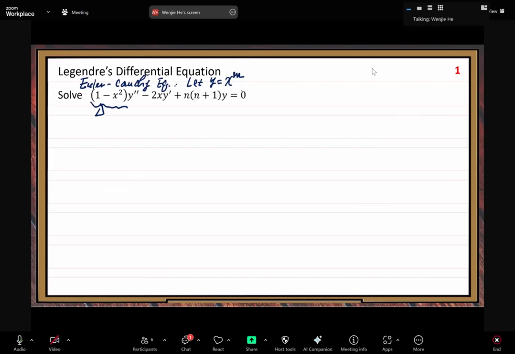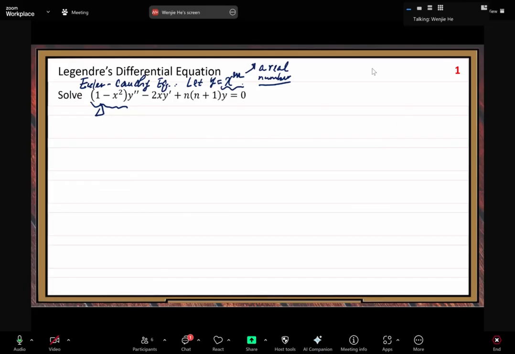This m is a real number, not necessarily an integer. Actually, in general, it's not an integer. Only in a very special case could it be an integer. That's the special form for the Euler-Cauchy equation, but with only one term. So simple.